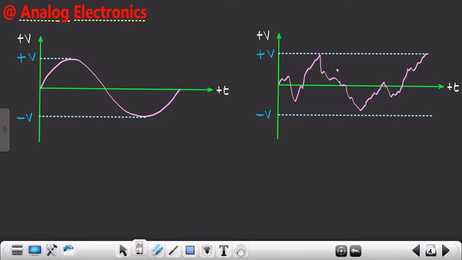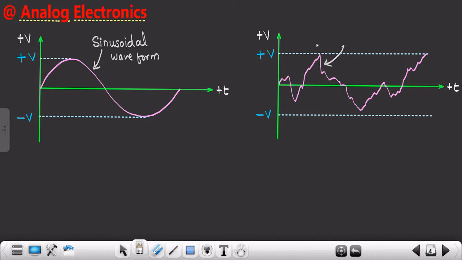Then if I ask you what would be the name of this particular waveform, you would say we cannot give any name to this particular waveform. But if I ask you what would be the name of this particular waveform, you can easily tell that it is sinusoidal. So basically it is a sinusoidal waveform. Whereas if I ask you what would be the name of this particular signal, now you would get confused.